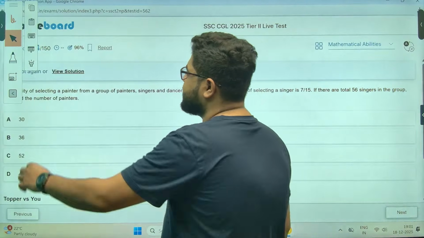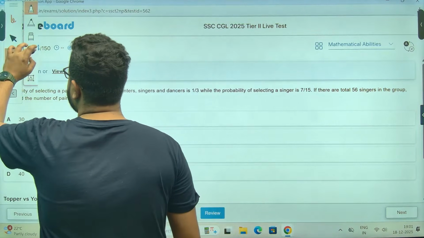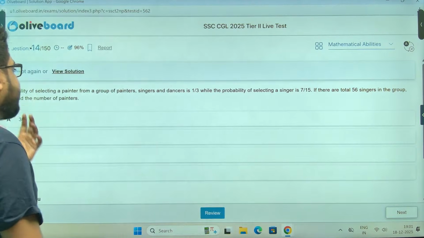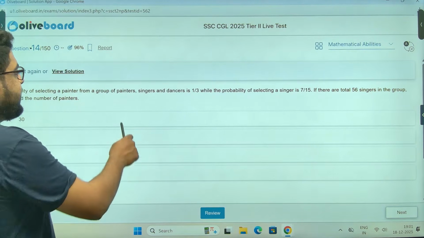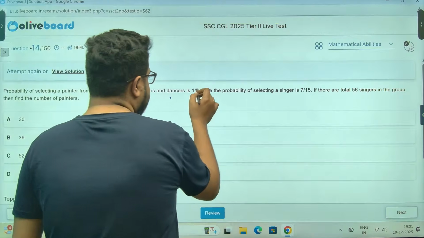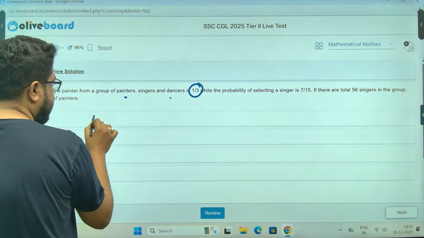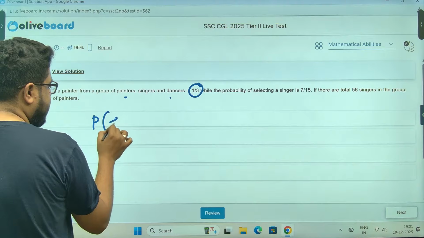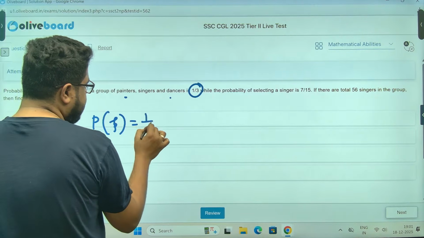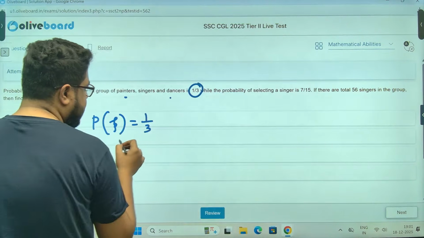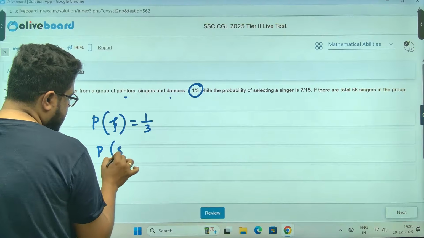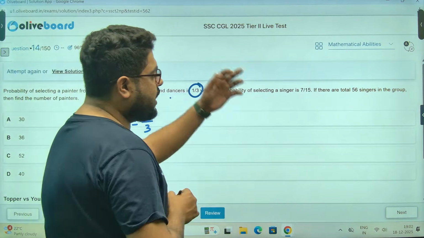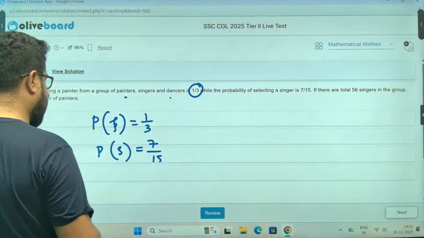Moving on to the next one. Chalo. The probability of selecting a painter from a group of painters, singers, and dancers is 1 by 3. While selecting a singer, it is 7 by 15. Total 56 singers.